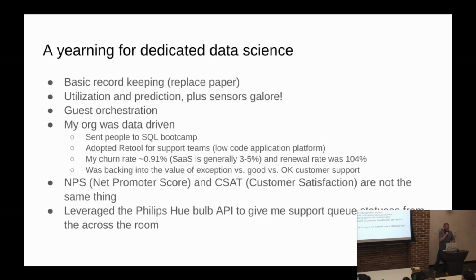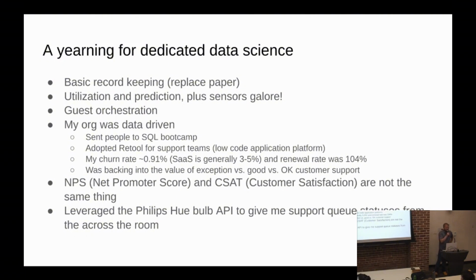My org was very data driven. I sent some people to SQL boot camp for sure, because I said you should know how to query a database. That is just base technology skills. I adopted Retool, if some of you are familiar.